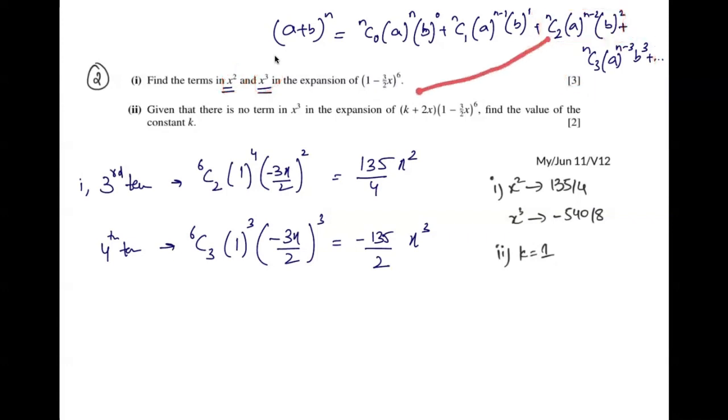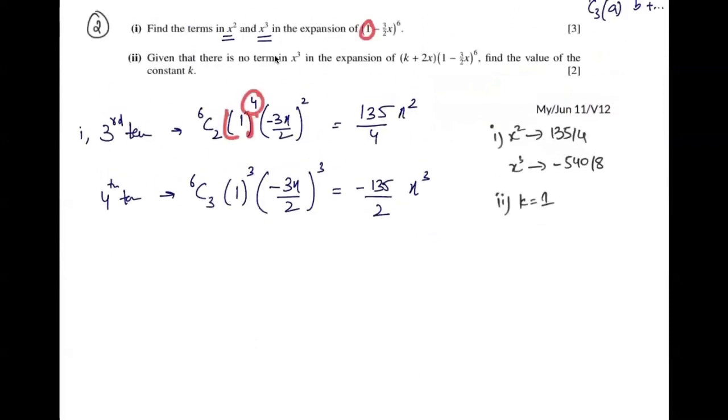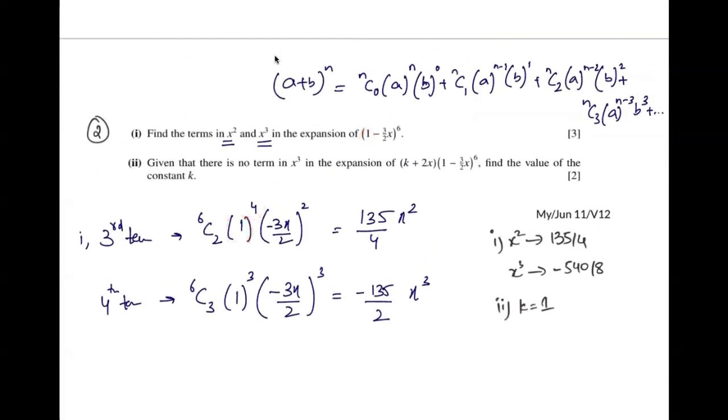So this one is 6c2, n value is 6. The first term is 1 over here, the second term is minus 3x upon 2. So 6c2, the first term is 1, so 1 to the power of 6 minus 2, that is 4. The second term is minus 3x upon 2, and that is going to be to the power of 2, the same power. When you solve this, you get 135x squared upon 4.